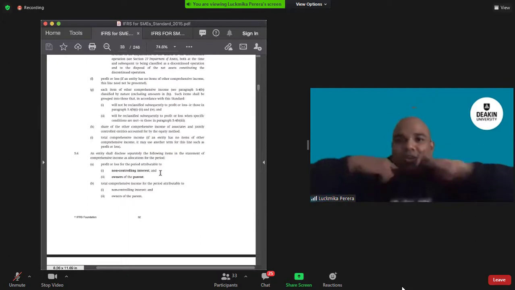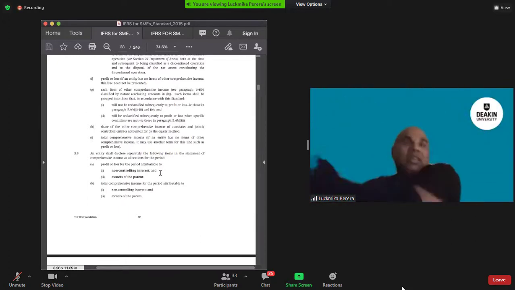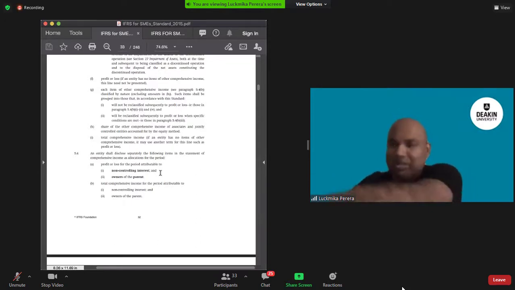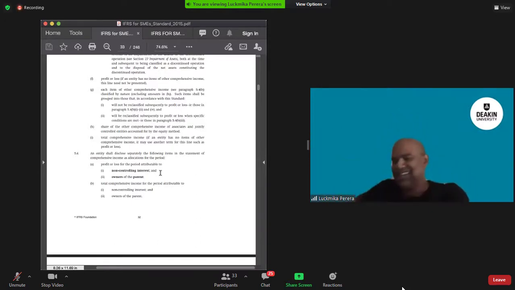Let me just get my jacket off if you don't mind. It's about 16 degrees here today, but it's relatively warm inside the house. So I'm just going to remove my jacket. All right. Right.